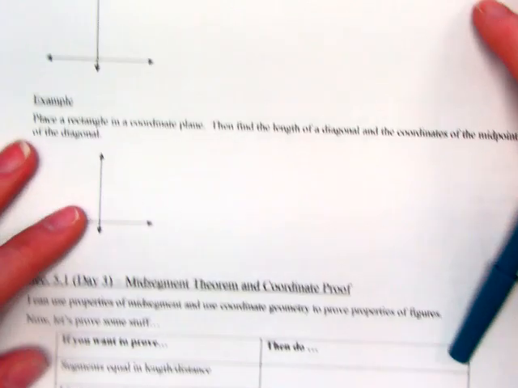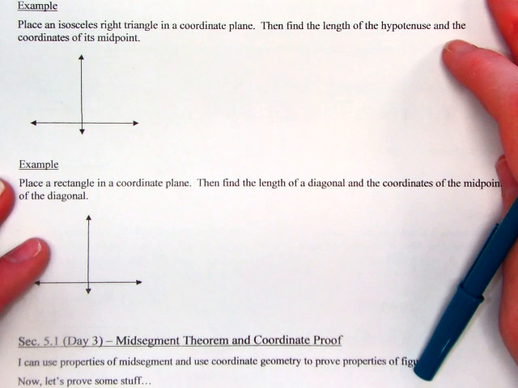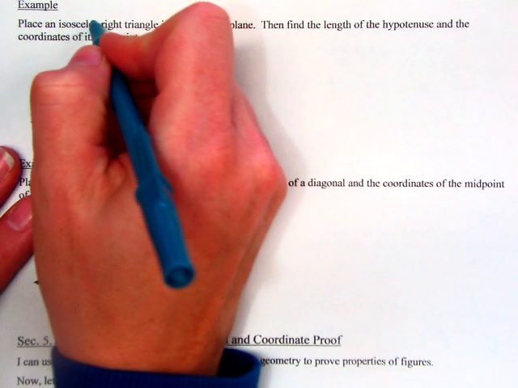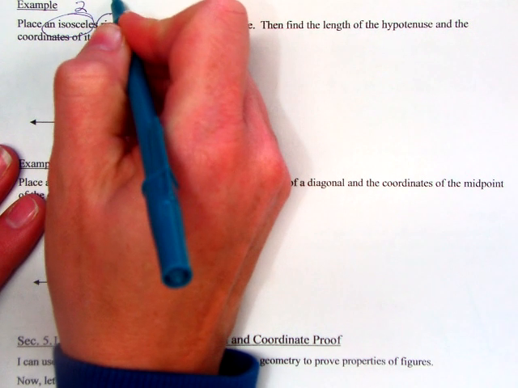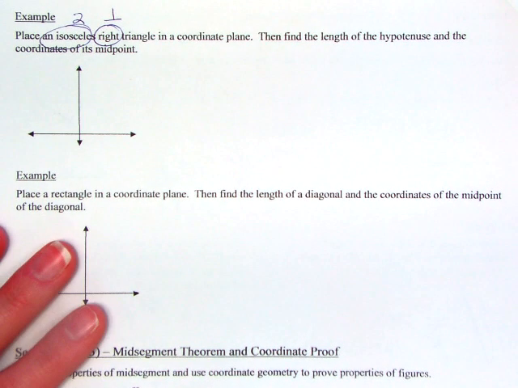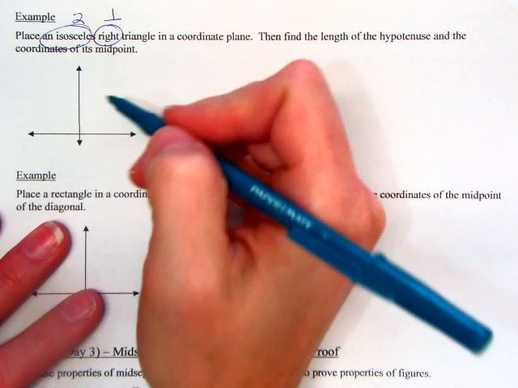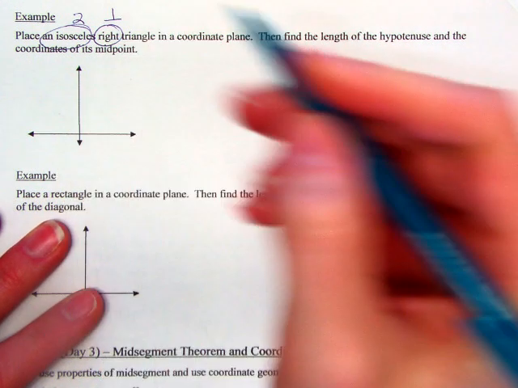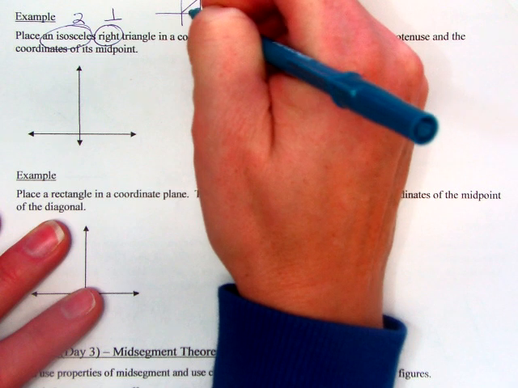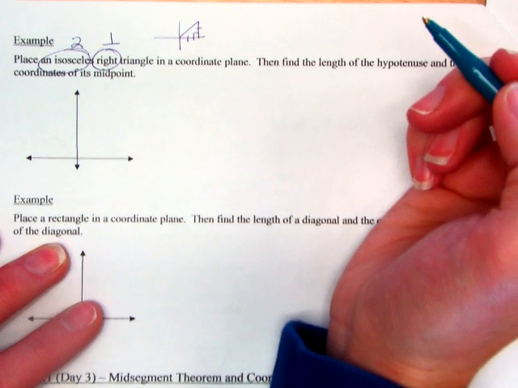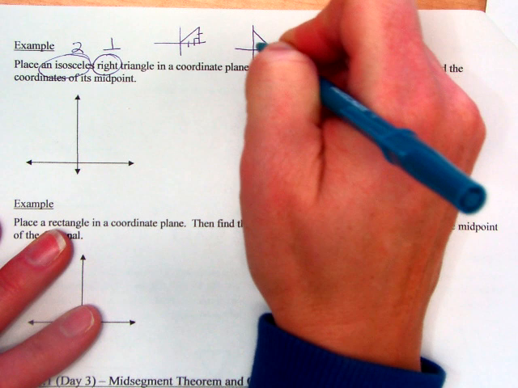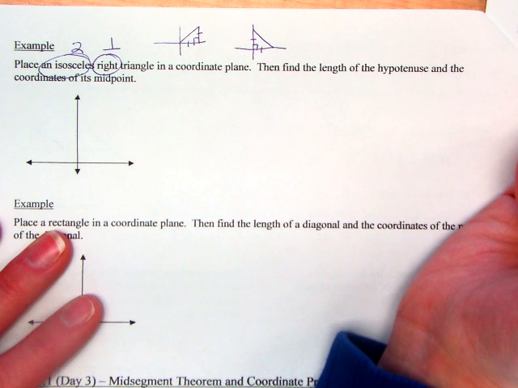So this first problem says place an isosceles right triangle in a coordinate plane. An isosceles right. So isosceles means 2 sides, and a right means a 90, means perpendicular. There's a couple of different ways you could place this triangle, but I need to have a 90. There are a couple of different options. This is one option that kids do, and they put the 90 there, and then those 2 are equal. Another option is to put the triangle like this and make those 2 equal, and there's your 90. So you've got a couple of different choices.